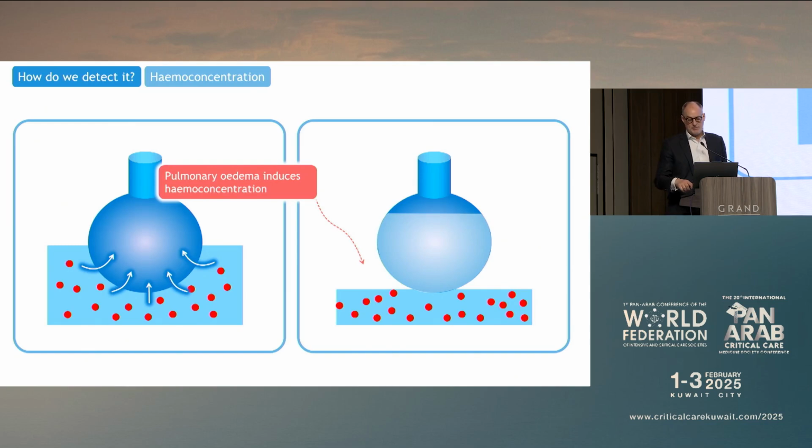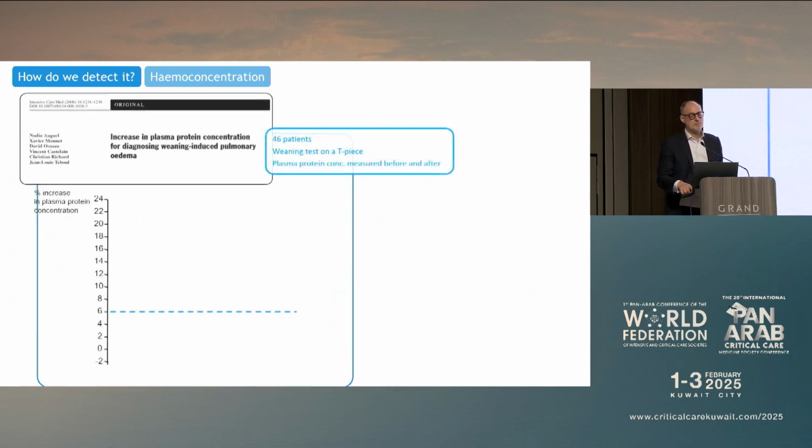And all studies by Max Harry-Weil have demonstrated that a quite large volume of plasma is transferred to the interstitium and the alveoli in case of hydrostatic pulmonary edema. And this volume is so significant that it induces hemoconcentration that you may detect with plasma protein concentration or hematocrit.